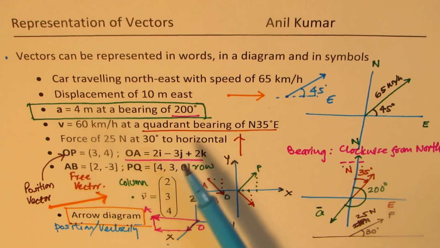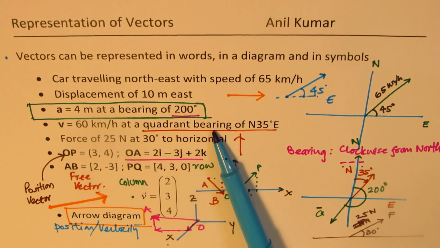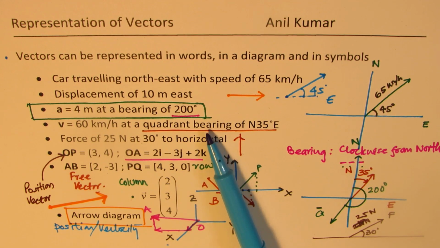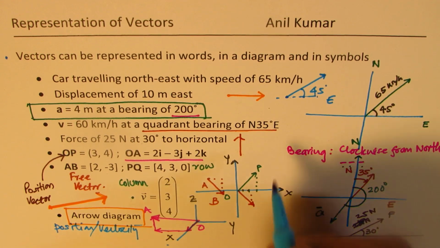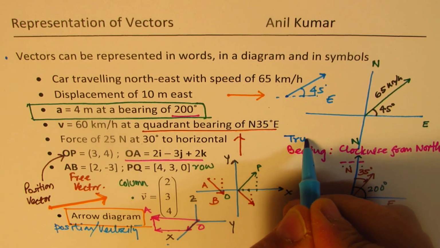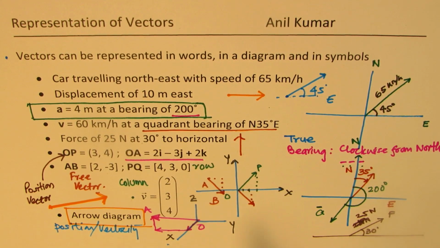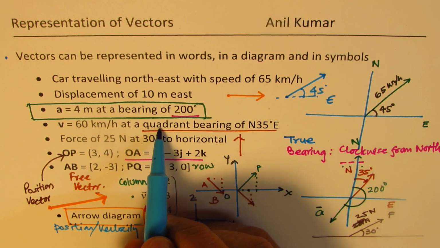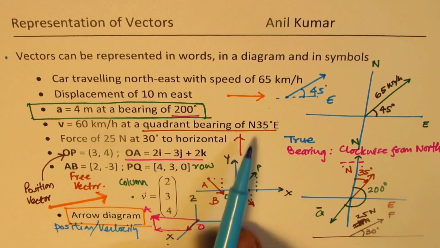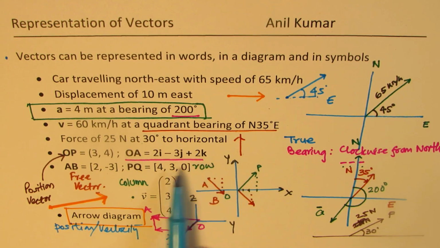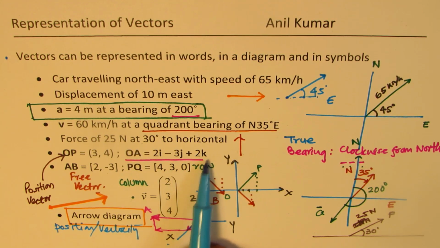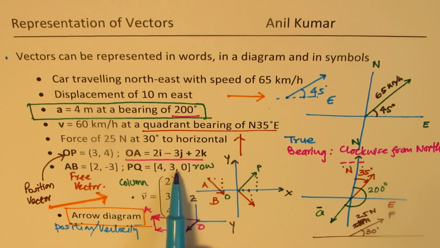So we have seen how vectors are given in the form of bearing angles. In bearing angles, we have two types of bearings. One, which we represent with clockwise direction from the north, is called true bearing. And the other one, which is given in this form, is called the quadrant bearing, right? Vectors are also represented in the coordinate system using i, j, k. i and j and k are unit vectors along x, y, and z directions. We also represent vectors as rows and columns shown here.